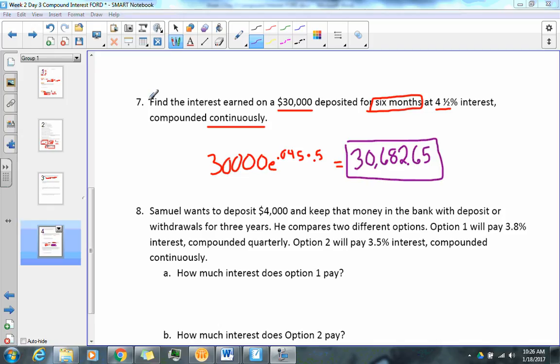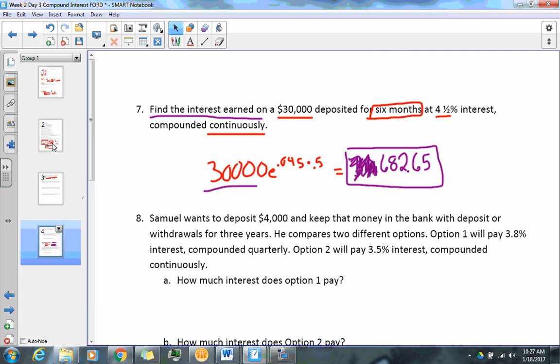Now, actually, the question is find the interest earned. So finding the interest earned, if you started off with 30,000 and you end up with 30,682, it just says find the interest earned. It's just find the difference between the two. So let me scratch out this 30 because I would be subtracting. So I made $682.65 in 6 months.